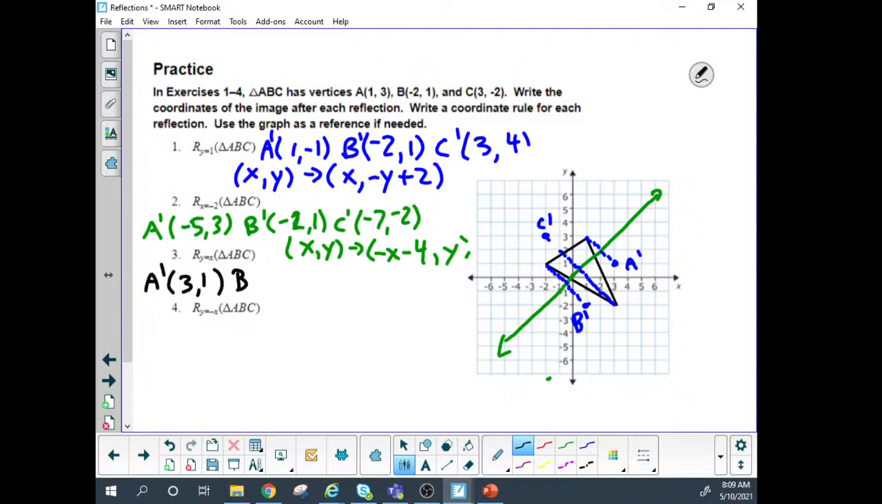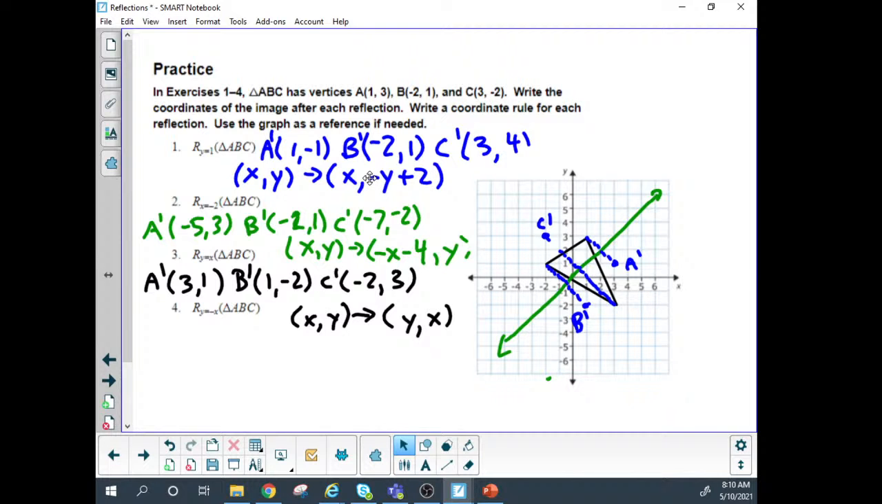So B prime ends up right here at 1, -2. And C prime ends up here at -2, 3. Anything you notice going on there? Kind of a weird rule, scares me to write it like this, because people mix up the x and y coordinates all the time. You get that? Yep. Sweet.